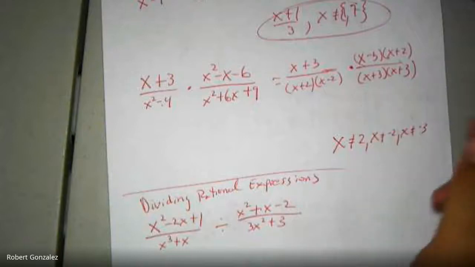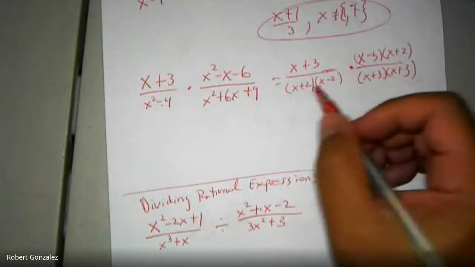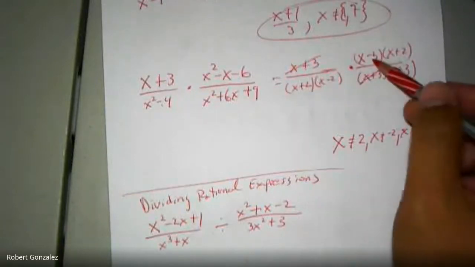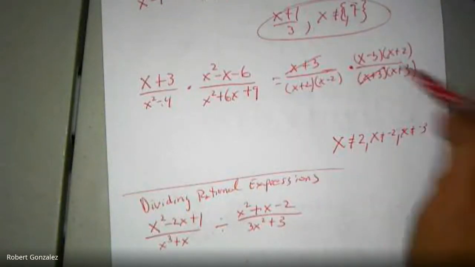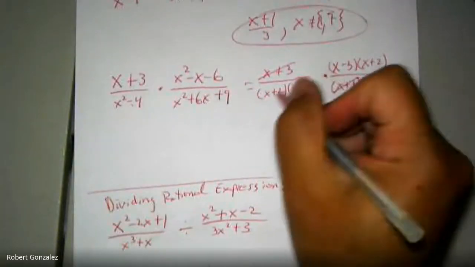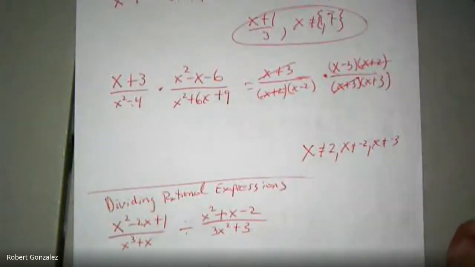Let's begin to cancel. I have an x plus 3 canceling with an x plus 3, but these two do not cancel. One of them's a plus, one's a minus. Don't cancel them. I have an x plus 2 canceling with an x plus 2, and I think that's it.